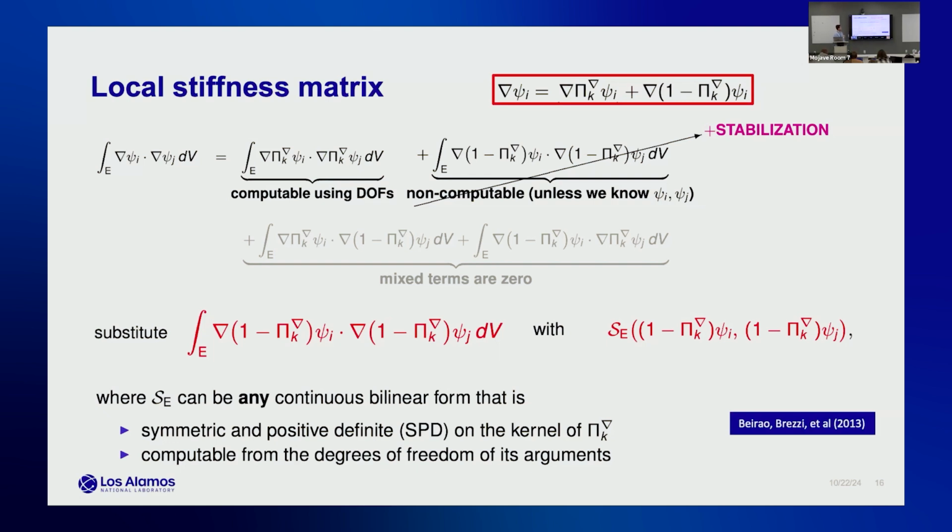It is proven that as long as this approximation satisfies this condition, it can be any continuous bilinear form. It is symmetric and positive definite on the kernel of the pi k nabla. And it is computable using the degrees of freedom. So then we have no problem with the approximation in this term. Now we know how to do the local stiffness matrix. Then we can just loop through each element and distribute the local stiffness matrix to the global stiffness matrix.